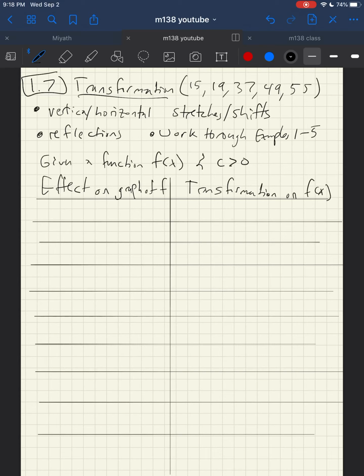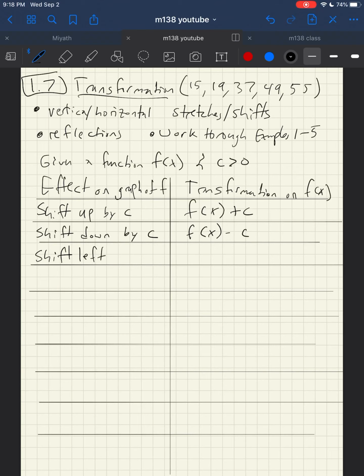So if I shift up by c, then I do f of x plus c. That makes sense. If you increase by c, you lift it up by c. Shift down by c, not surprising, f of x minus c. All right, now here's the first sort of weird one.